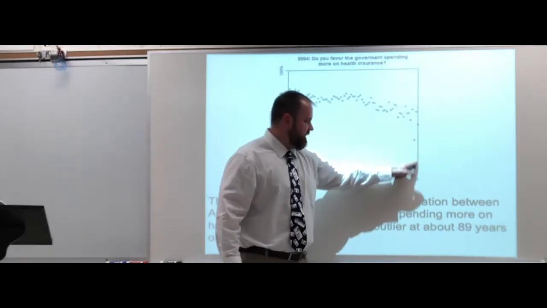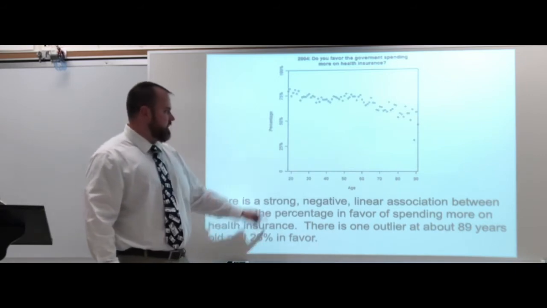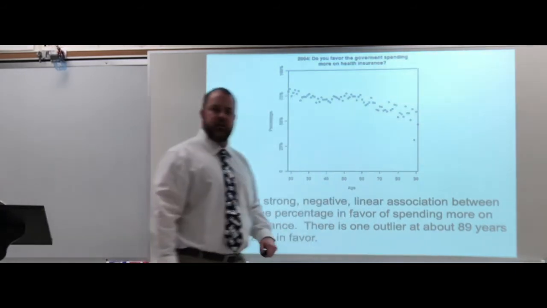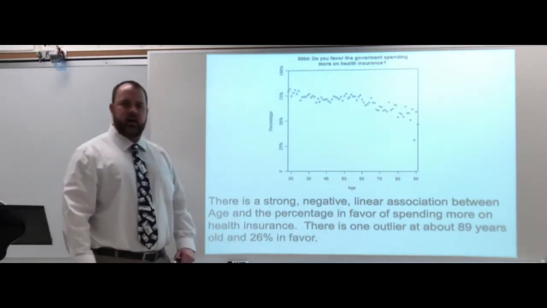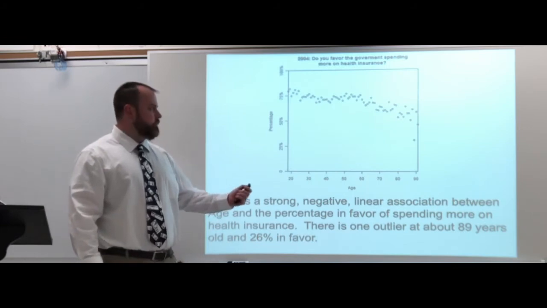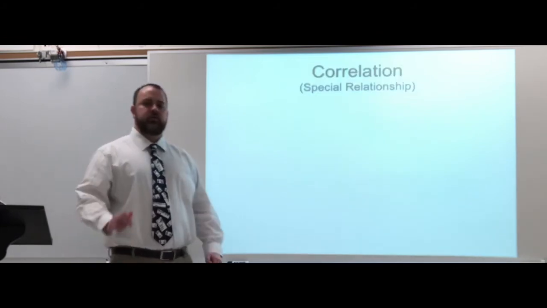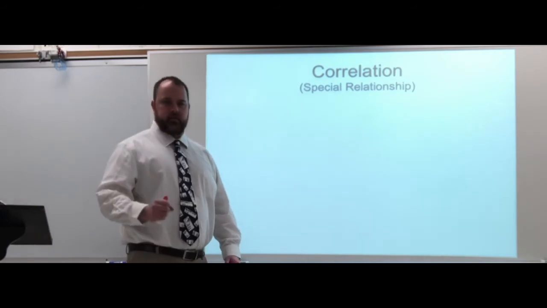It's about 89 years old, and it's about 26% in favor. So again, pick out that outlier nice and neat where it is. Okay. Correlation is the relationship we look at in 6.2.